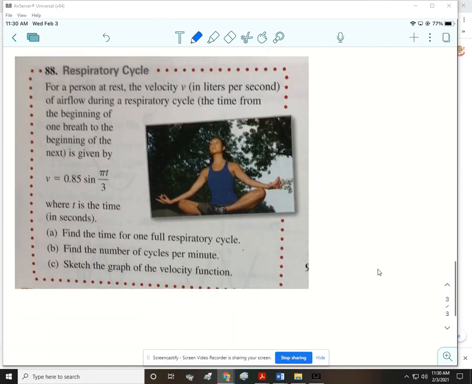Okay, and then 88 is the last one we're going to do together. It says for a person at rest, the velocity v in liters per second of airflow during a respiratory cycle is given by that function, where t is time in seconds. The respiratory cycle is the time from the beginning of one breath to the beginning of the next. So we want to find the time of one full respiratory cycle, and asking for a cycle is asking for a period.